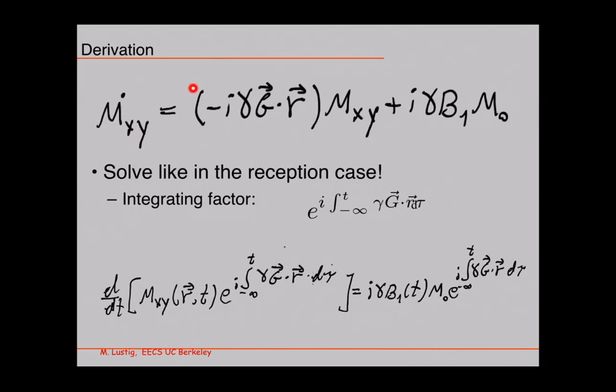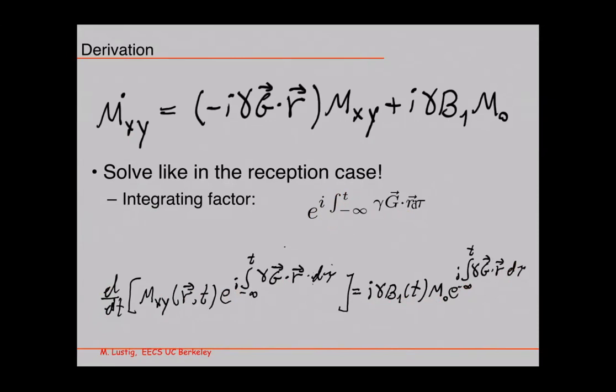We can solve this again very similarly to the reception case, where we have an integrating factor of e to the i integral from minus infinity to t of gamma g dot r d tau. Okay, that's our integrating factor. And so we multiply our equation, basically Mxy, times that, and d/dt of this is the same as i gamma B1(t) M0 multiplied by that integrating factor.